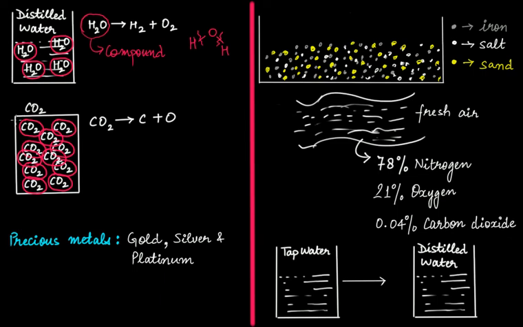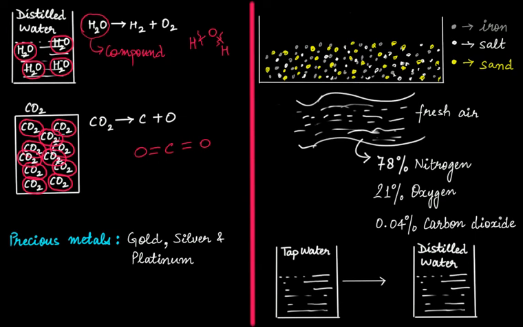Similarly, let's say that we have a gas chamber, and in this gas chamber we have CO2 gas, carbon dioxide gas. This is one molecule of CO2. It means that one molecule of CO2 is made up of, again, two substances: one atom of carbon and two atoms of oxygen. So CO2 is made up of carbon and oxygen, and if we break it into its components, we'll get carbon and oxygen.